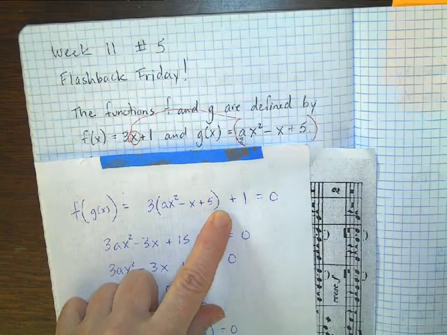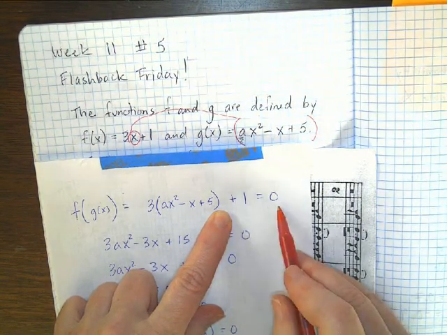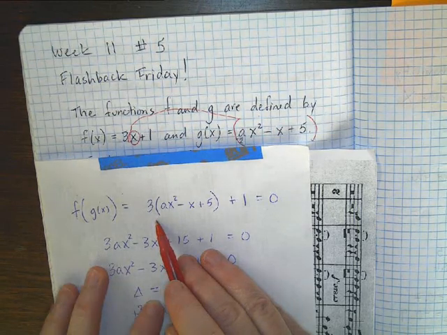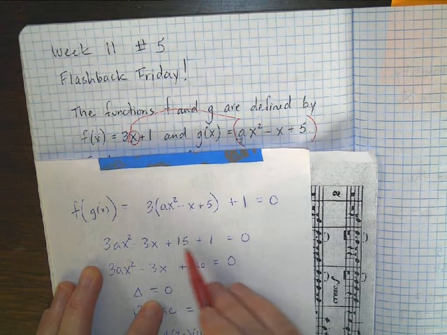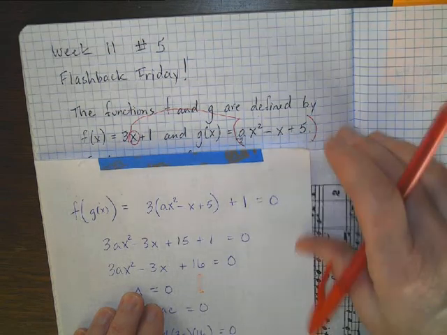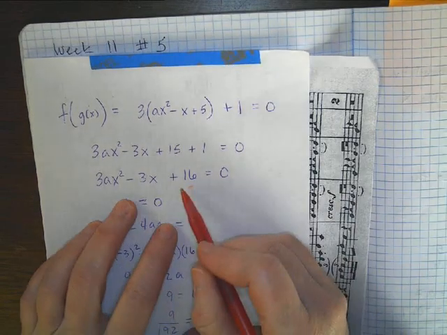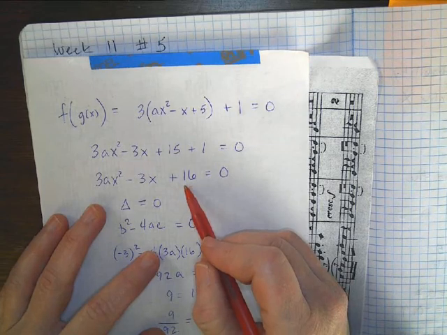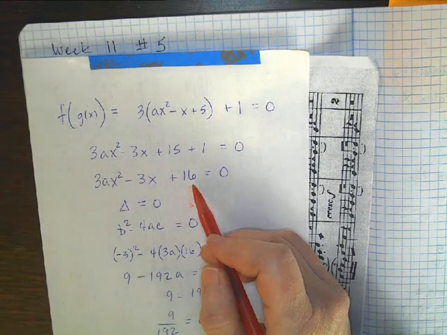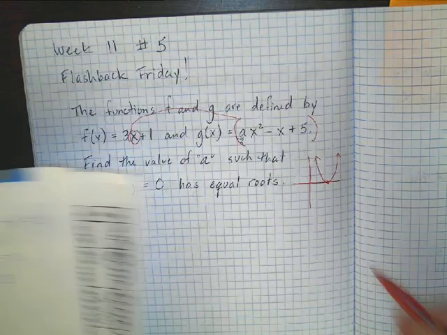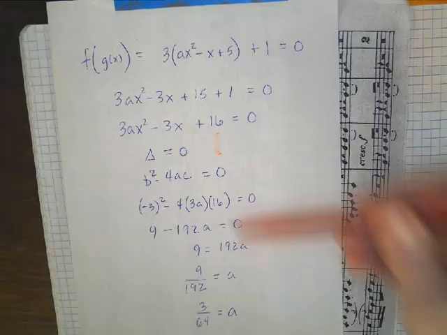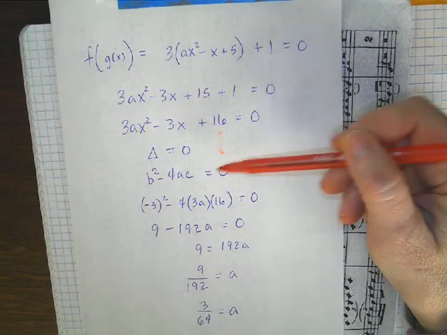So there's my composite function, and I know I want it to equal 0. I went ahead and simplified it a little bit. I distributed my 3, and then I combined my like terms, and I came up with this. So now this is where my discriminant is going to come in. Since I want 2 equal roots, that means the discriminant is going to equal 0, because that, in effect, means that there is one x-intercept. So b squared minus 4ac has to equal 0.